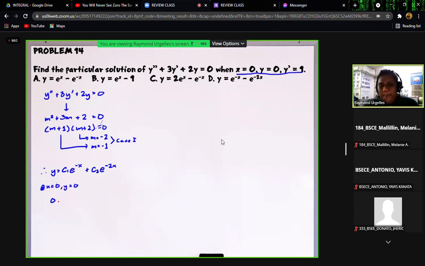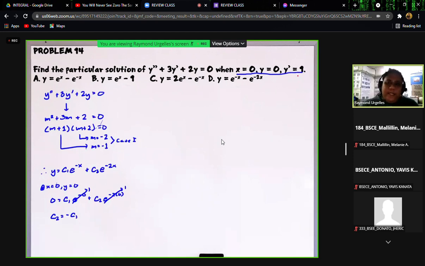Then you will get 0 is equal to C1 e to the 0 plus C2 e to the negative 2 times 0. So e to the 0 is 1, diba? Okay? So e to the 0 is 1. Therefore, we can cancel this. Diba? So therefore, makukuha natin na C2 is equal to negative C1.